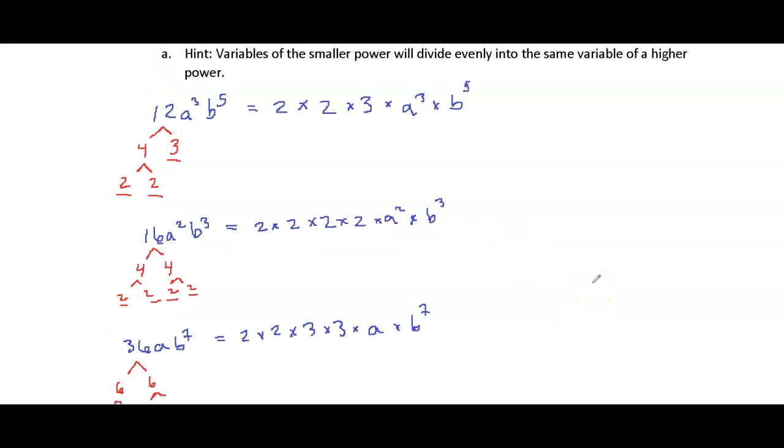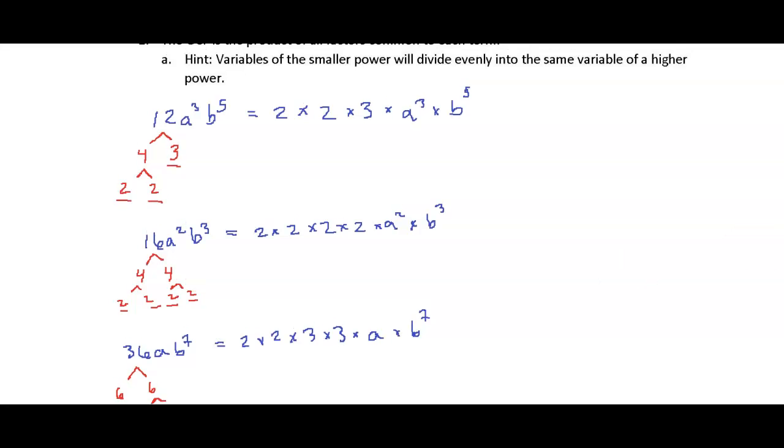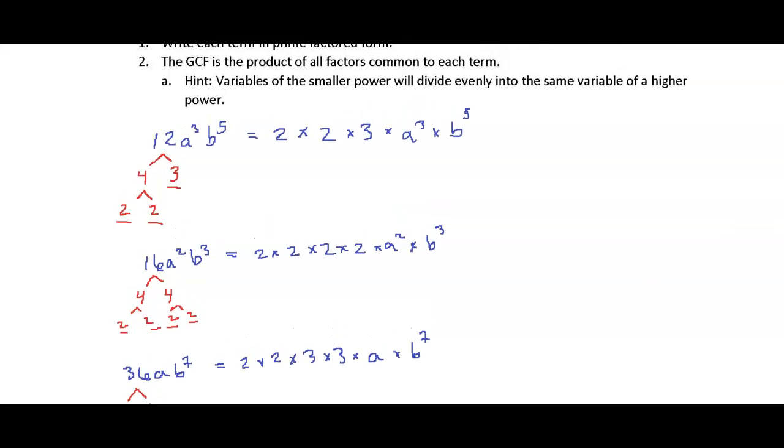So now let's take a look at our prime factorizations of all of our terms. The GCF is the product of all factors common in each term. Okay, so let's take a look at the common factors. We have a 2 in each term. So far, so good. So then our GCF is going to have at least one 2 in it. We've got another 2 that can be found in every term, times 2.